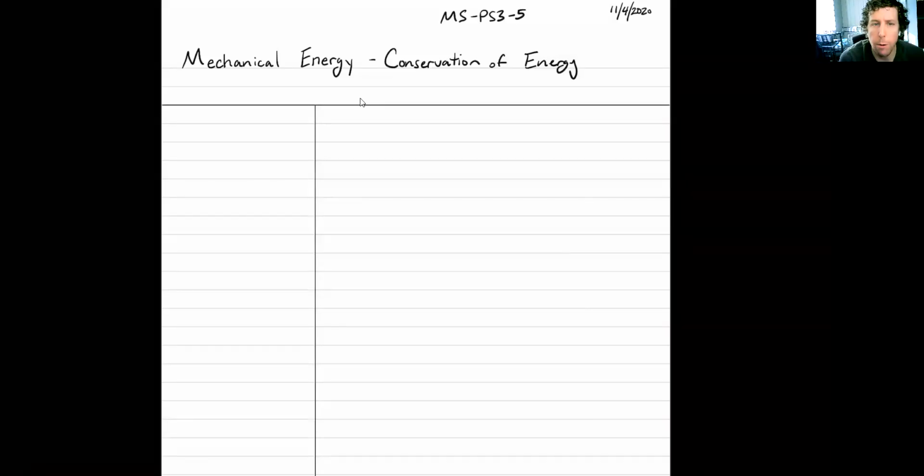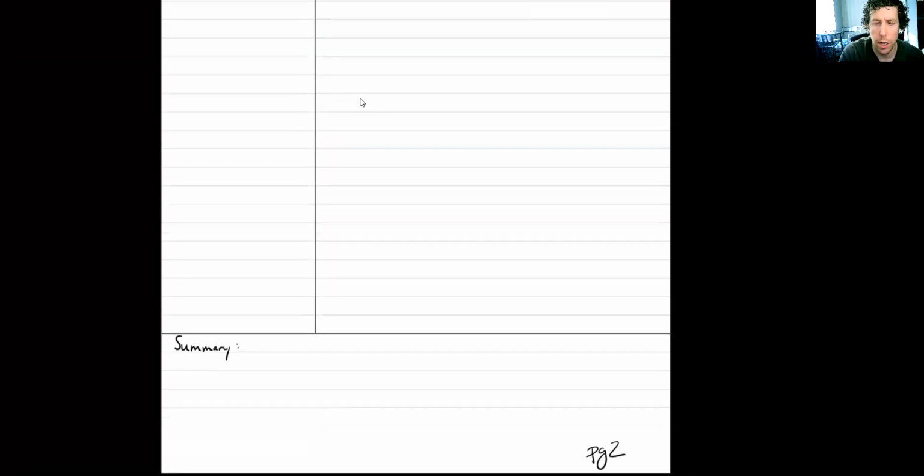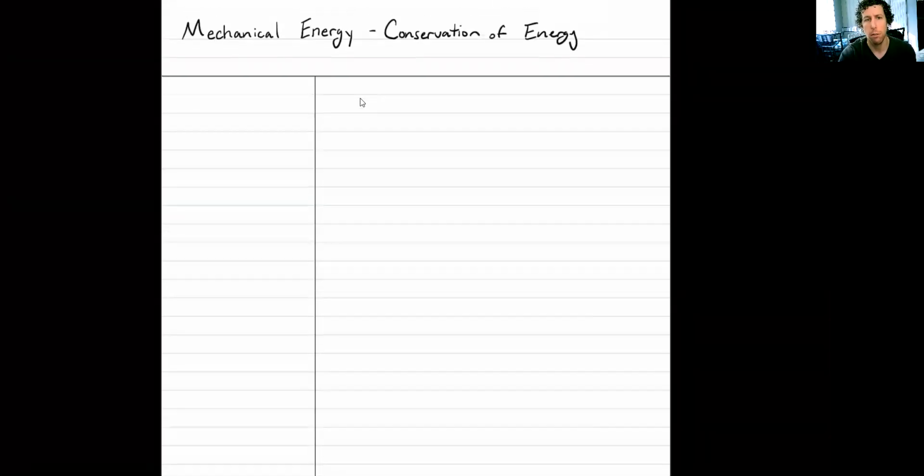Welcome, eighth graders. Today we're going to be taking some notes on mechanical energy and the conservation of energy. This is under the middle school standard, physical science 3-5. So this is going to be page 2 of your notes. I would like you to set up your note page like this.